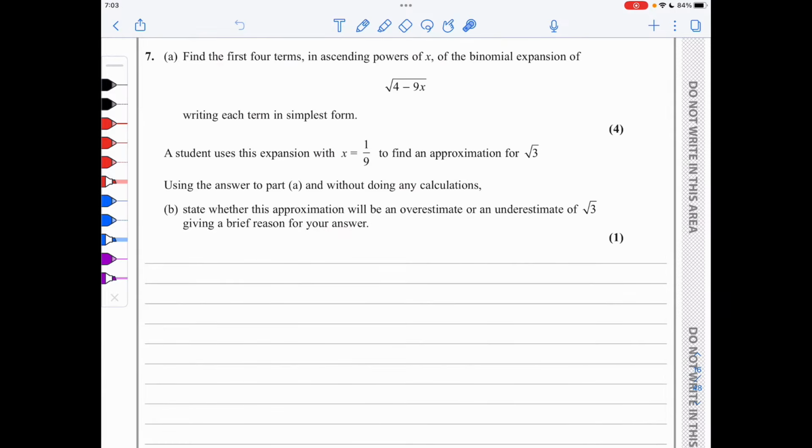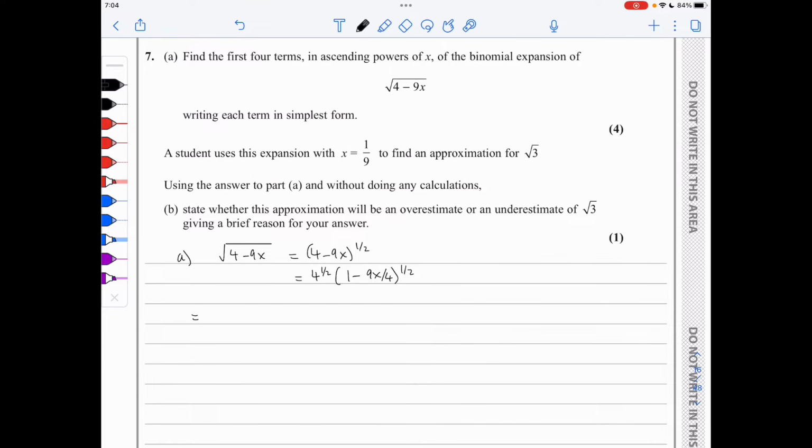4.80. In question 7, we are asked to find the first 4 terms in ascending powers of x for the binomial expansion of the root of 4 minus 9x. So we start with the square root of 4 minus 9x, which I will write as 4 minus 9x to the power of half. I will factor out the 4 and it will inherit the power, so 4 to the half outside, and then in the bracket I've got 1 minus 9x over 4, to the power of half.